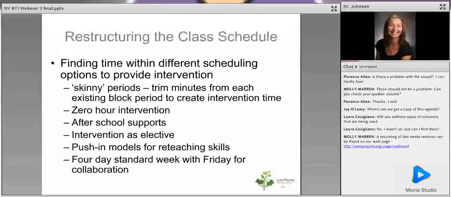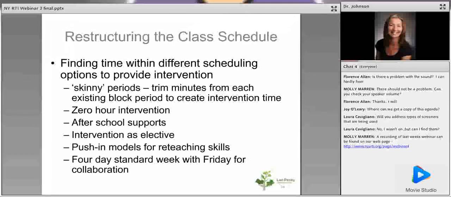So once we've determined our student need, then we really need to find some time within different scheduling options to provide intervention. And again, like so many things in schools, there's really not a one-size-fits-all when it comes to the logistics of it, right? So what I tried to do is just present as many different options as I have found, both in our own work, in the work that's been reported at the National Center, and then work done by the few others who are working on secondary models of RTI intervention.